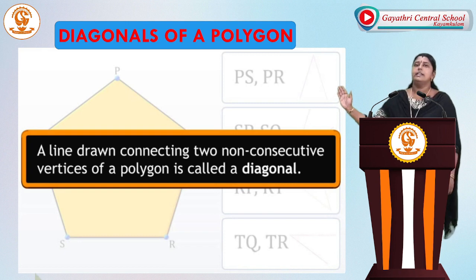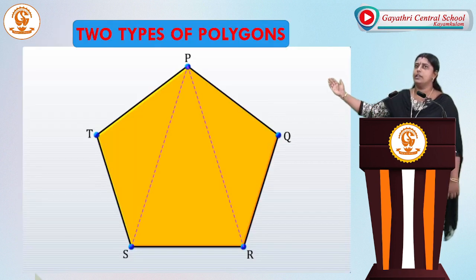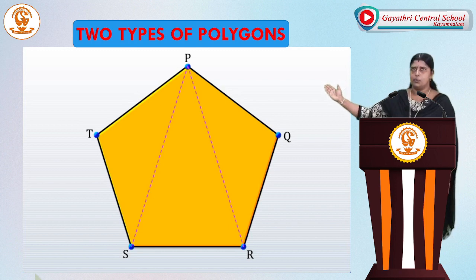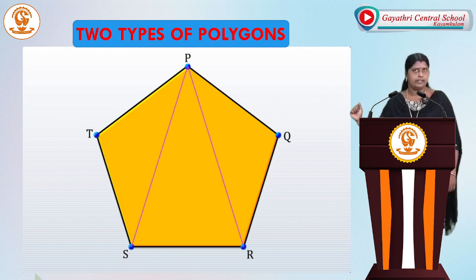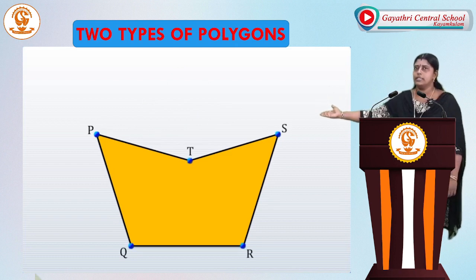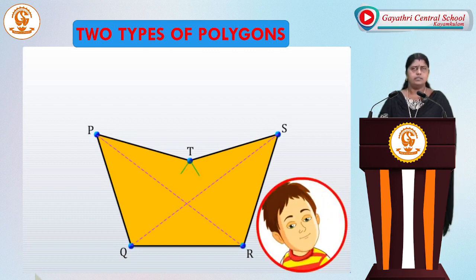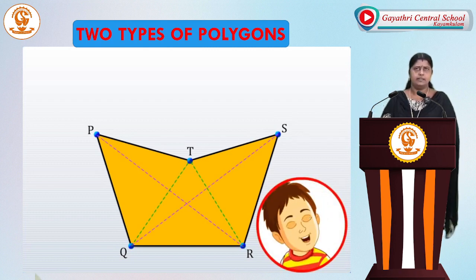Let us see different types of polygons. There are 2 types of polygon. Here we can see a polygon, a closed figure made up of line segments. Another polygon is here. One more polygon is here. Can you see? A polygon is here, a 5-sided polygon. Yes, it is also a pentagon. But here, there is some speciality.